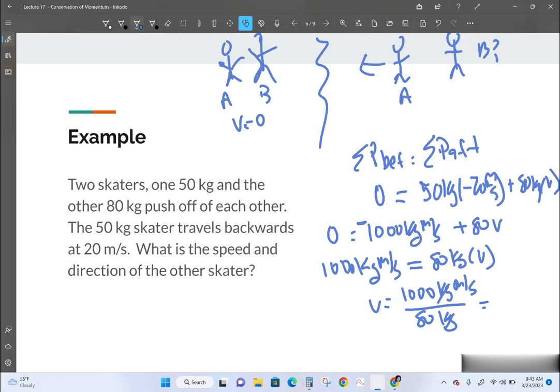And when I do that, and this was positive, I'm going to get 12.5 meters per second. So it's going to be moving to the right at 12.5 meters per second, because it's positive.